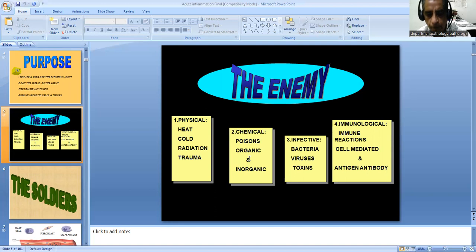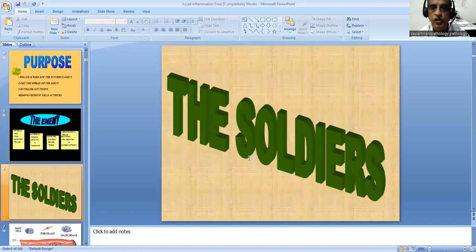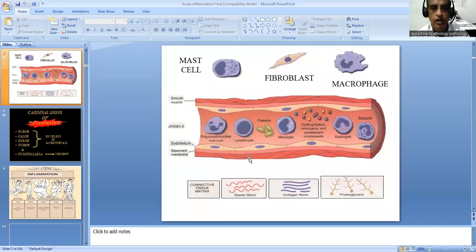So since we are calling them the enemy, naturally we said that inflammation is the defense mechanism. So there should be some soldiers involved. Let's take a look at what these soldiers are. As you can see here, the most important part is the blood vessel and especially the blood vessel wall. The endothelial cells are integral. Their integrity is breached in different manners to produce the changes seen in inflammation. Then the intravascular contents, all the cells like neutrophils, lymphocytes, monocytes, eosinophils, basophils, plus the plasma proteins, are all involved in the inflammatory response.